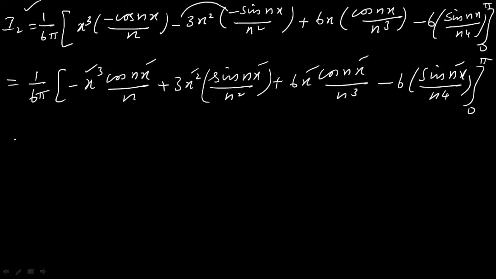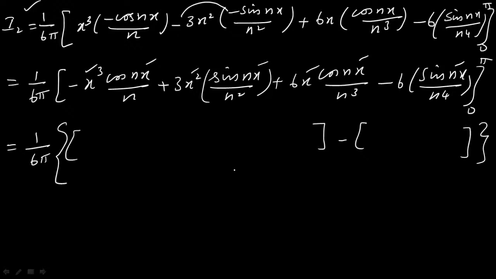So let me first substitute the upper limit 1 over 6 pi. So this bracket for upper, it's a whole bracket. So upper limit minus lower limit. So bracket is a must. Okay. So next, if you replace x by pi, what happened?